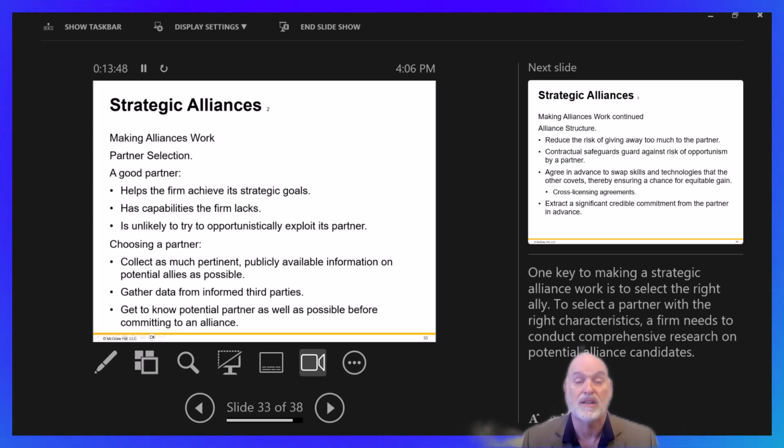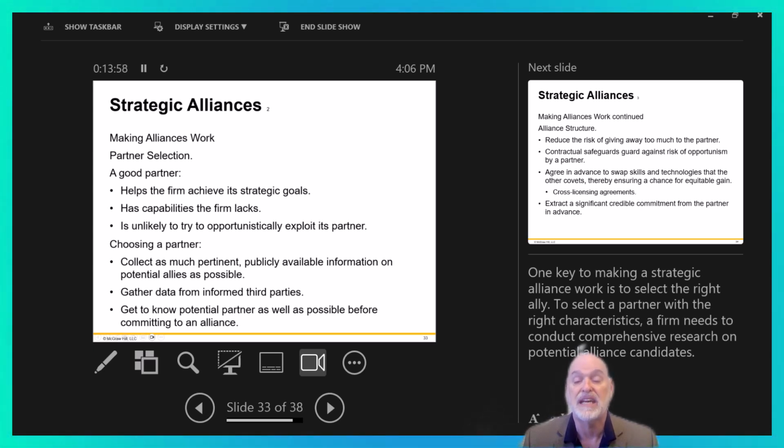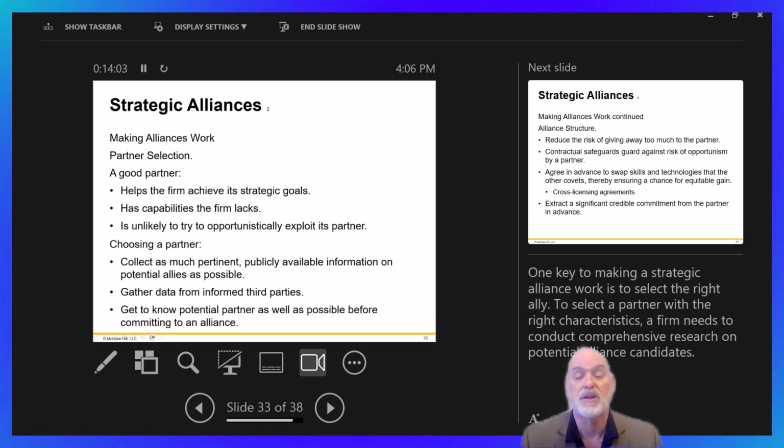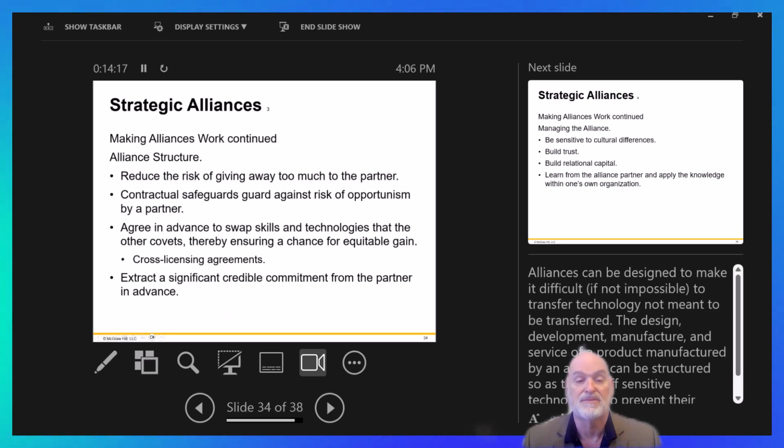A good partner helps the firm achieve its strategic goals, has the capabilities the firm lacks, and is unlikely to try to opportunistically exploit its partner. In choosing a partner, collect as much pertinent, publicly available information on potential allies as possible. Gather data from informed third parties, and get to know the potential partner as well as possible before committing to an alliance. The alliance structure: reduce the risk of giving away too much to the partner.